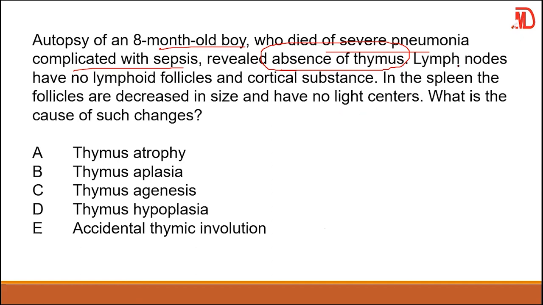Now the lymph nodes have no lymphoid follicles and cortical surfaces. And again, in the lymph nodes, you can see the lymphocytes there. We just discussed it a few minutes ago. Now, in the spleen, the follicles are decreased in size and have no light centers.